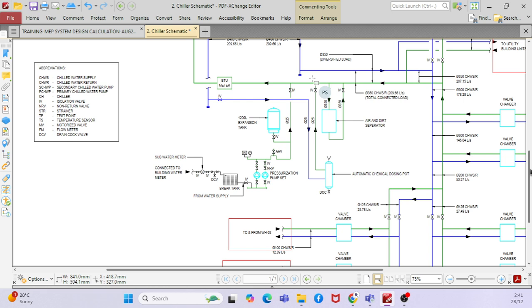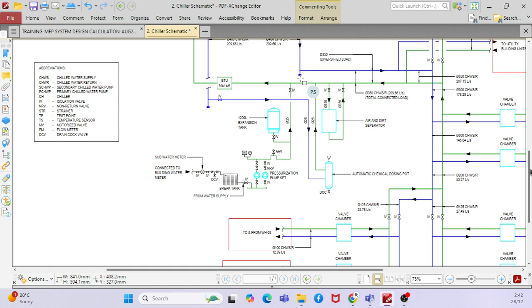So when it has ions, or the water consists of salt, right? The salt will deposit, and the salt will become like a stone after some time, same like in our body, right? That stone will go to the coil and can damage the coil, right? That is why we have an air and dirt separator, to remove whatever gases and dirt are inside. Then you have automatic chemical dosing and manual chemical dosing to make the chilled water properties healthier.